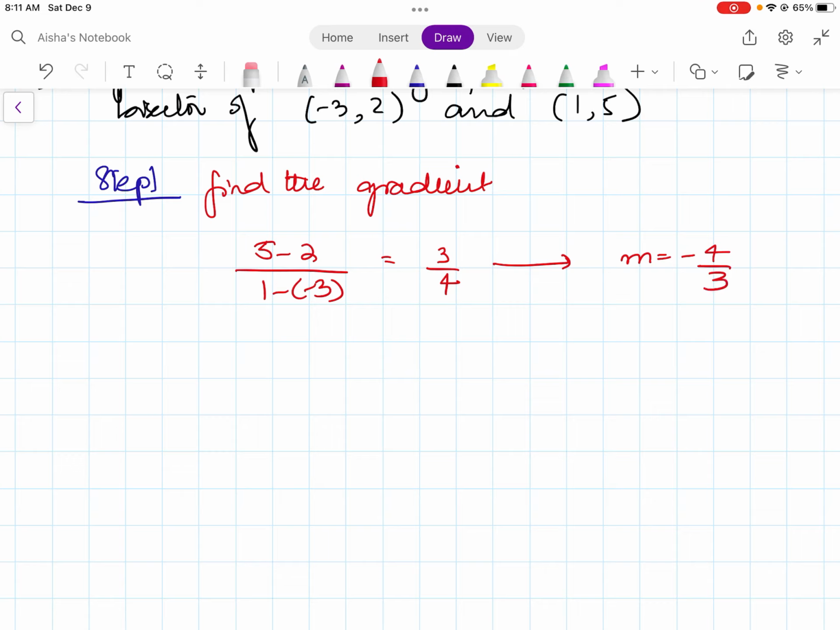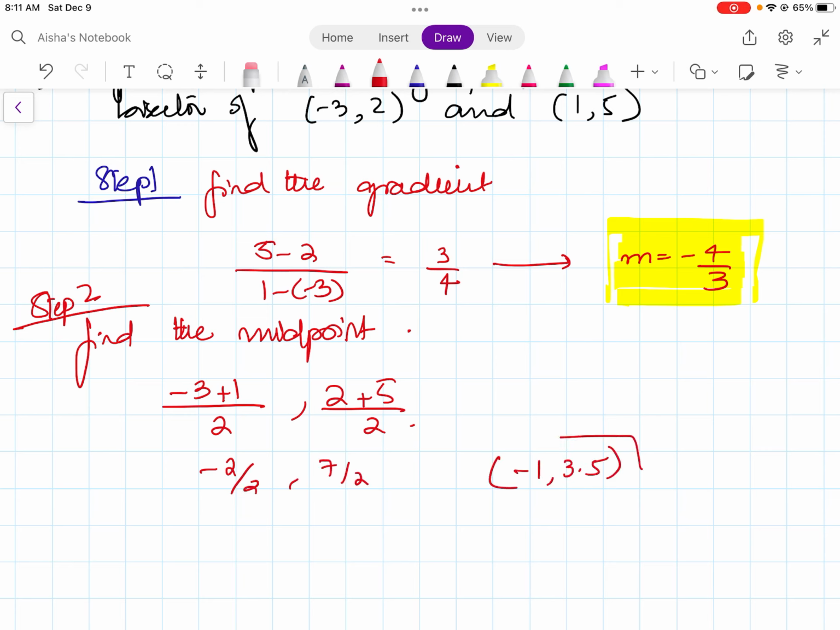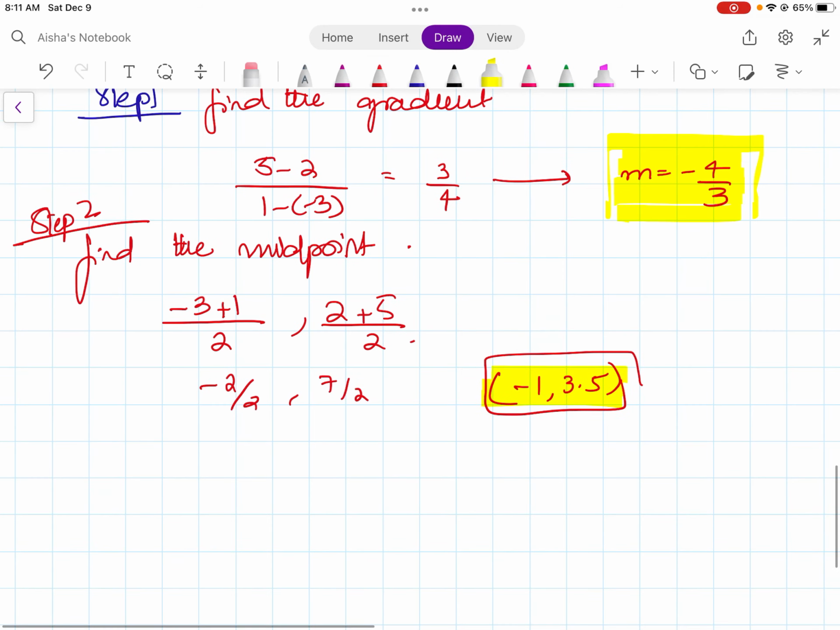Negative reciprocal, it becomes minus 4 upon 3. So this is what I will use. Now find the midpoint. Midpoint is x1 plus x2 upon 2, y1 plus y2 upon 2. Minus 2 upon 2, 7 upon 2 gives you minus 1 comma 3.5 or 7 upon 2. Now I will use this gradient and this point to find equation of the line.